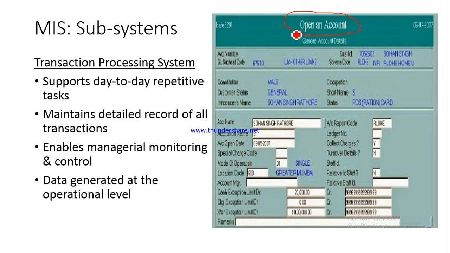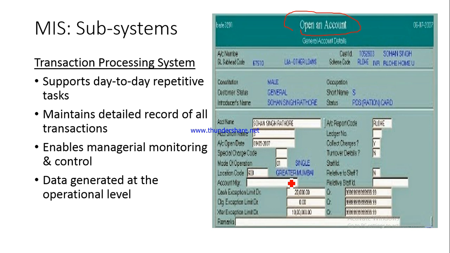Number of people would turn up, so their accounts would be opened up. So all this information would be entered here. Now you can see here account name, account short name, account report code. So all these things are there. They have to be mentioned here. Right now this is an example of a transaction processing system. What will basically happen is it is going to keep a record of all such accounts which are being opened.